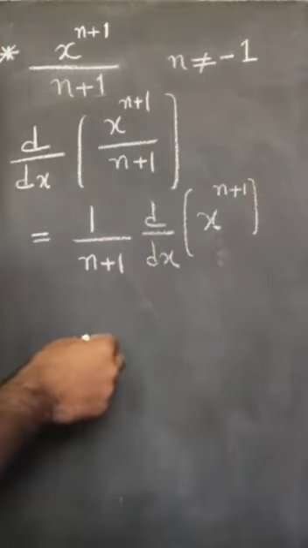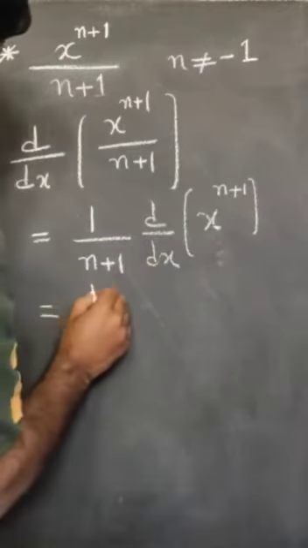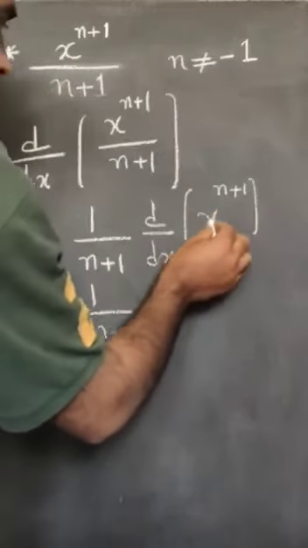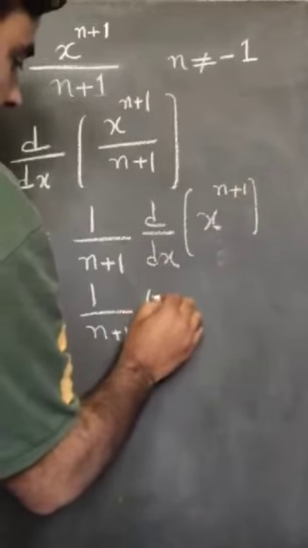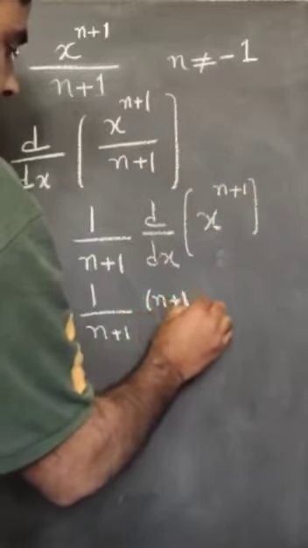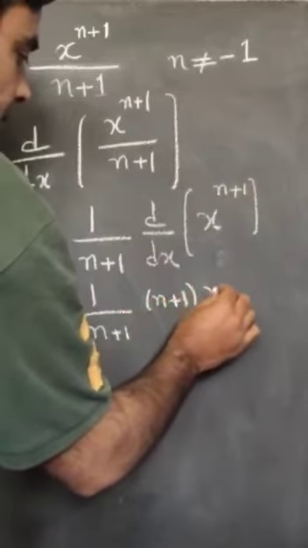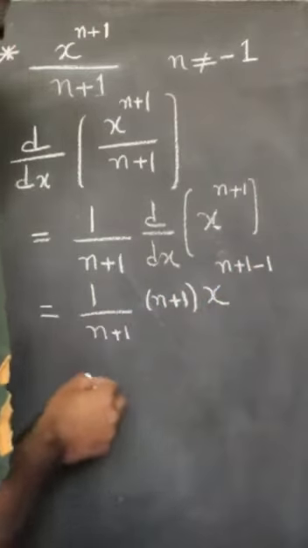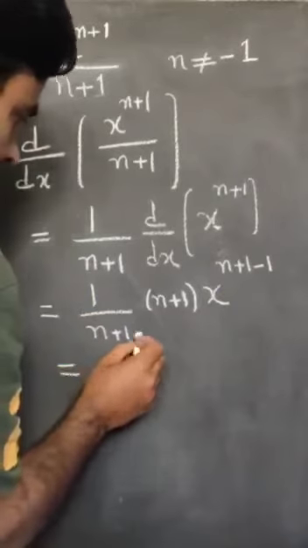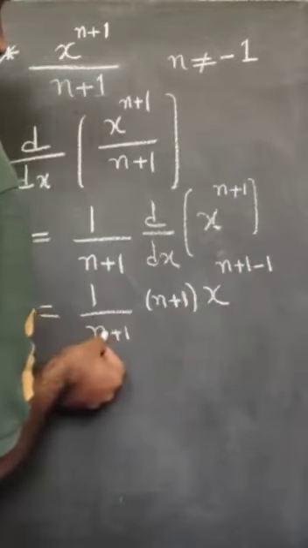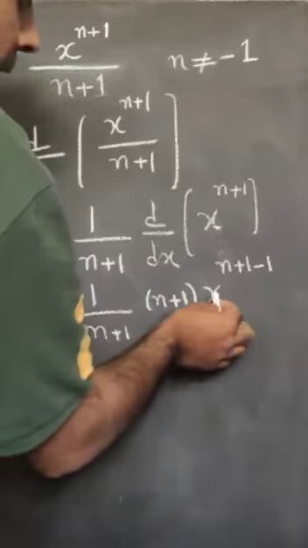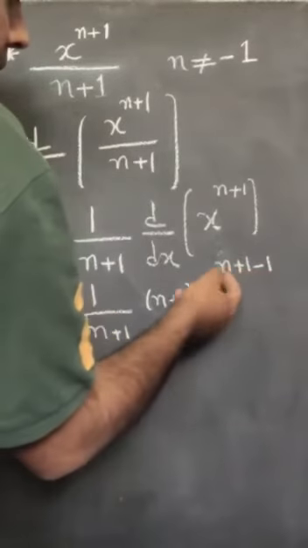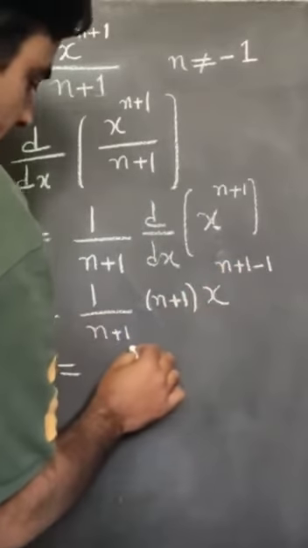Now we differentiate this x raised to the power n plus 1 and we get 1 by n plus 1, and differentiation of x raised to the power n plus 1 is n plus 1 times x raised to the power n plus 1 minus 1, which is further equal to, now here n plus 1 divided by n plus 1, that is equal to 1, and here we get x raised to the power n plus 1 minus 1. Plus 1 minus 1 cancels, so we get x raised to the power n.